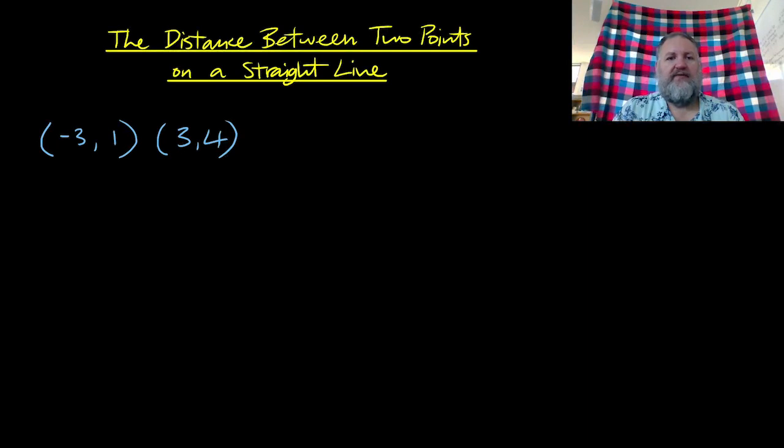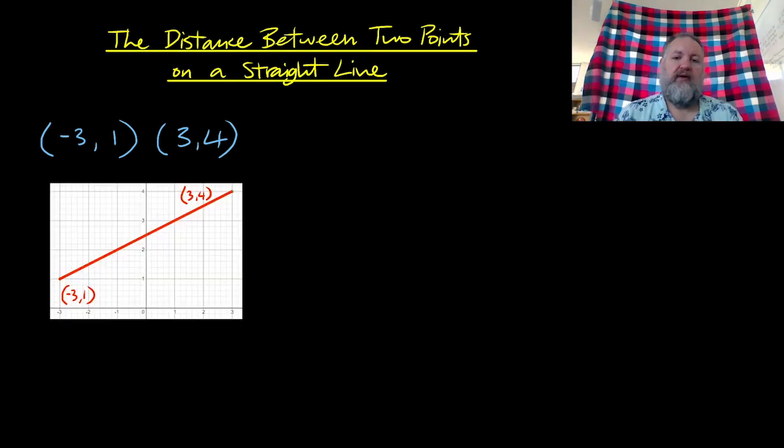Okay, let's talk about how we find the distance between 2 points on a straight line, one of these linear equations. And what can we do with them? All right, I have been given 2 points, negative 3, 1 and 3, 4. When we graph it, it looks just like that. Now I've kind of kept this really simple.